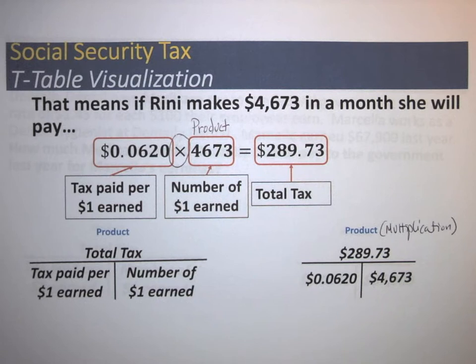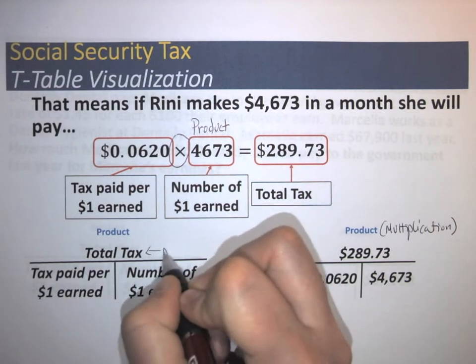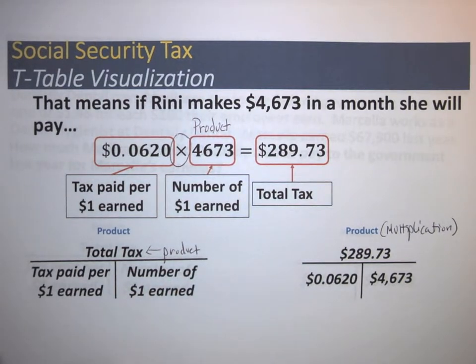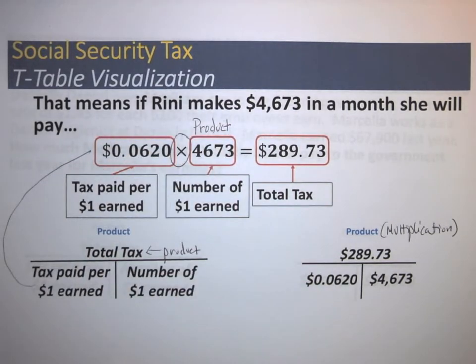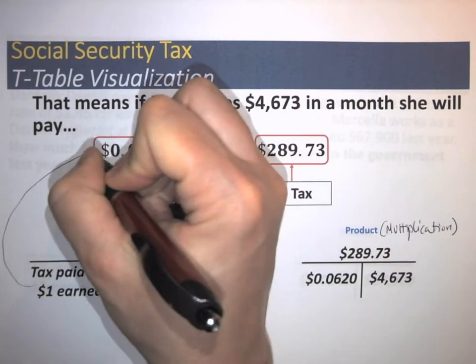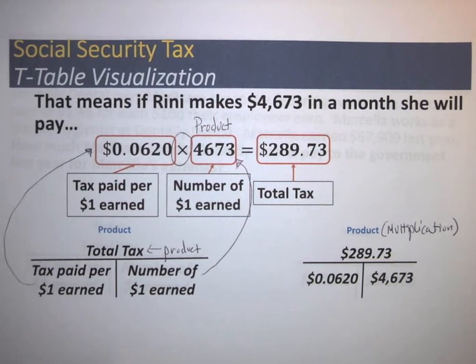Which is cool because now we can use something familiar to visualize what's happening here. So the product is going to be the total tax. And we just saw if we have the tax paid per dollar, which is this amount right here, and the number of dollars earned, which is right here, and I multiplied those by each other, it gave me the total tax, which shows me that I have the same kind of multiplication and division inverse relationship.